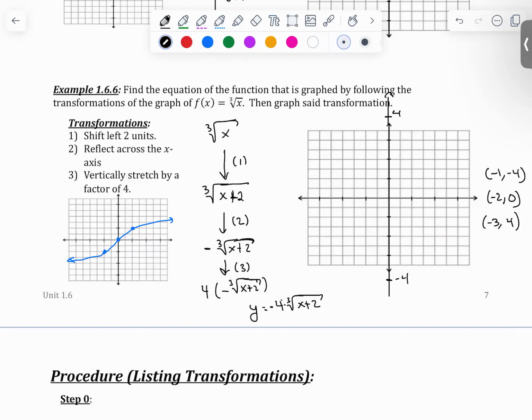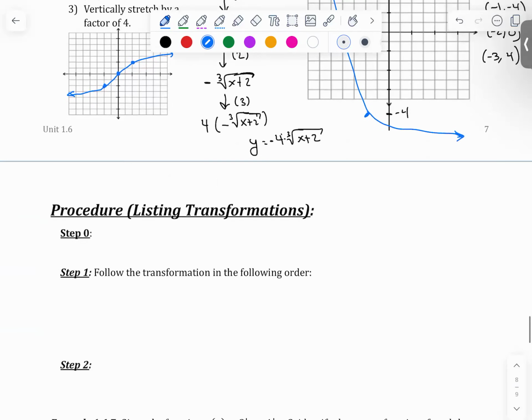And so now that we've got all those points, let's plot them. So -3, 4 is right there. -2, 0 is right there. And then -1, -4 is right there. And so it will look roughly like that. Sorry about that. And that will be how we take transformations in and convert them.